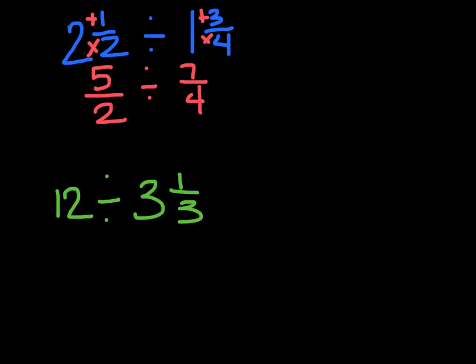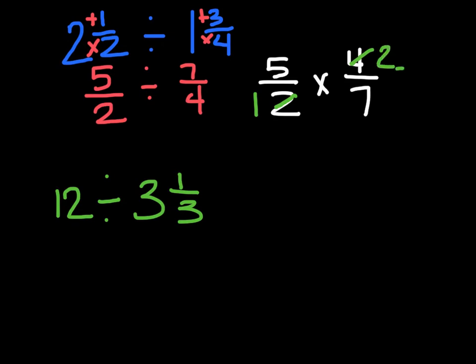Now that you have an improper fraction, you can keep the first fraction, change division to multiplication, and flip your second fraction. Please be careful not to change it to multiplication as you are rewriting it as an improper fraction, because you will forget to flip that second fraction or multiply by the reciprocal. On here, you can simplify 2 and 4. 2 becomes 1, 4 becomes 2, multiply across the top, and you get 10 sevenths.